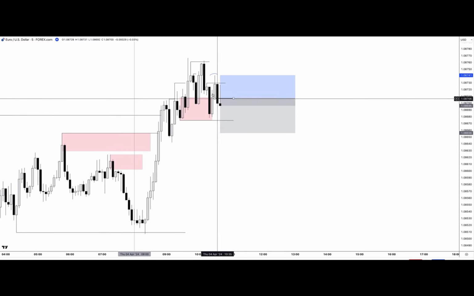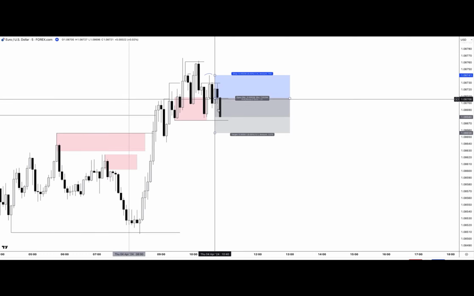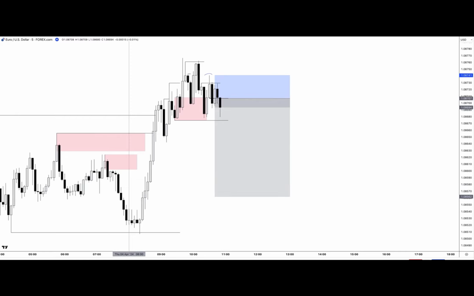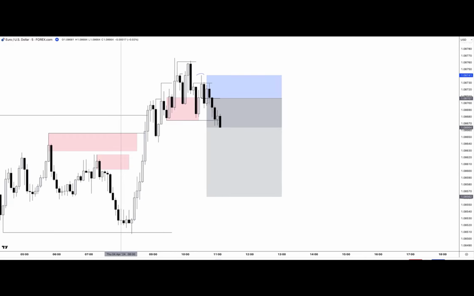Next candle comes, tags us in. Perfect. Next candle comes. Now we're starting to get a little reaction. Now we're getting a little follow through. Perfect. Now we've just taken these lows here. Cool. Still struggling a little bit.